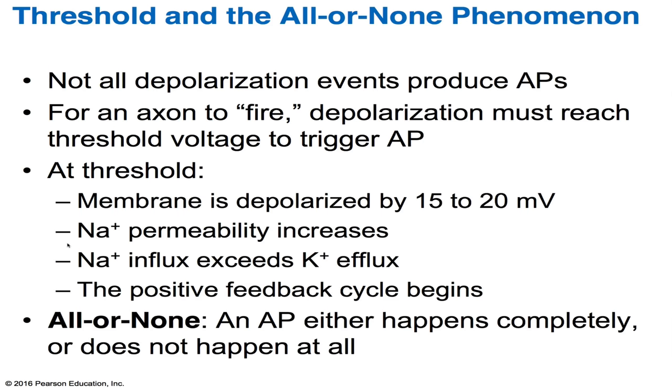Not all depolarization events are going to produce an action potential. In order for an axon to fire, the depolarization has to reach the threshold voltage in order to trigger the action potential. At the threshold, the membrane has been depolarized by 15 to 20 millivolts from the resting value. We also have sodium permeability that increases. So it's this influx of sodium that exceeds the potassium efflux that triggers off this positive feedback cycle. As more and more sodium is entering, it's causing additional sodium channels to open up. And the all-or-none principle says that an action potential either happens completely or doesn't happen at all.